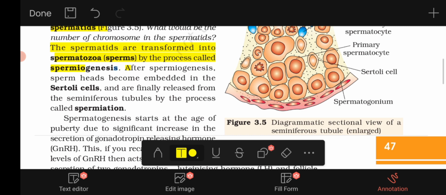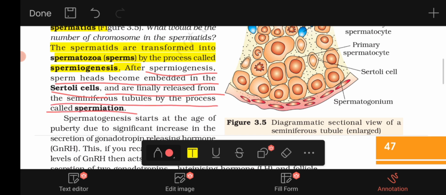After spermiogenesis, the sperm heads become embedded in the Sertoli cells or nurse cells that help in nourishment. They nourish the germ cells, and the sperms are finally released from the seminiferous tubules by a process known as spermiation. So these terms are very important, and you must understand each and every term. Then only you will be able to understand the whole concept.